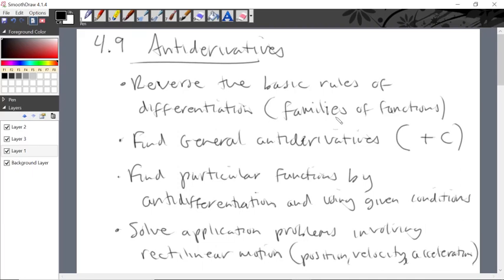And then in future sections, you'll be looking at how to reverse the other rules of differentiation. That is, how do we reverse the product rule? How do we reverse the chain rule? How would we reverse the quotient rule? And most of that is going to take place in your next semester of calculus, your Calculus 2 course. Here we're going to start with the antiderivatives for different families of functions and some of the interpretations we have for it.